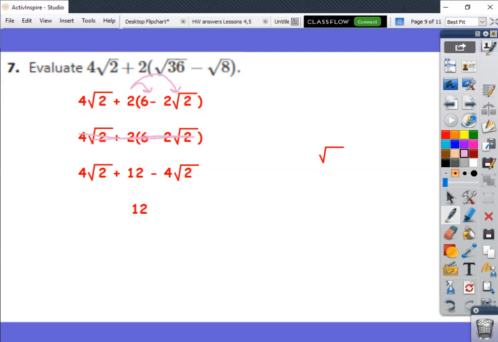You don't really need that line there. So I have 4 square root of 2 plus 12 minus 4 square root of 2. So I have 4 square root of 2 minus 4 square root of 2. Those two will cancel out, and I'm left with just 12.